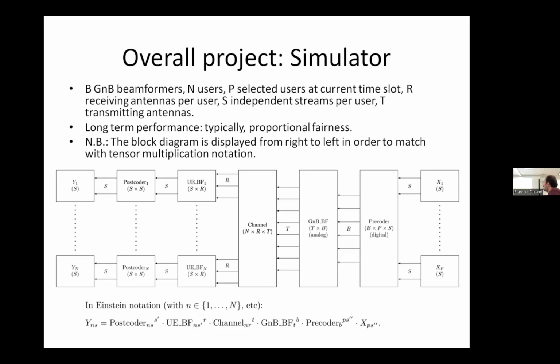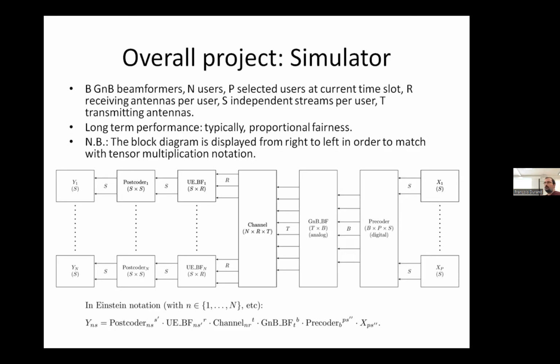The kind of performance metric that we are investigating is typically the proportional fairness over time. Just one last question: do you have any assumption on the number of UEs N with respect to T or with respect to B? In the general architecture of the simulator, we don't have any assumption whatsoever, but when instantiating the simulator on particular use cases, we may. But maybe that motivates a particular goal for this project.